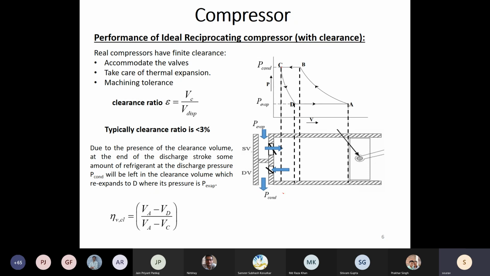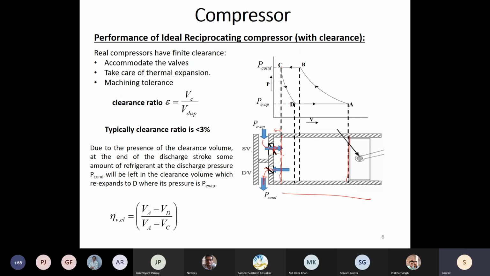So this is your piston cylinder assembly. This is your top dead center, and this is the bottom dead center. Now at the top dead center, you will still have some clearance volume. It will not go and hit these valves. So this is the intake and this is the discharge. The intake valve will displace inwards, whereas the discharge valve will displace outwards.